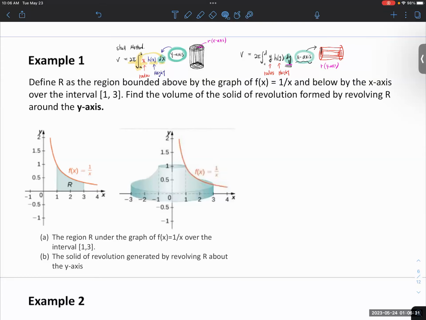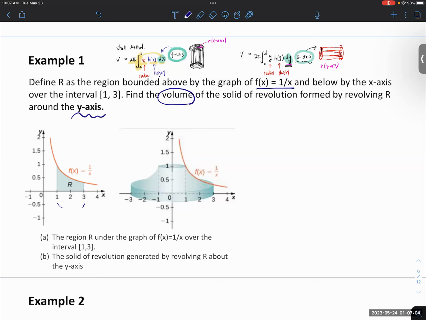So let's read the question. Define R as the region bounded above by the graph of f of x equal to 1 over x. So the function is given, f of x equal to 1 over x, and below by the x-axis over the interval 1 to 3. So the range is given as well, from 1 to 3. Find the volume. Yes, we're going to find the volume of the solid of revolution. You're going to rotate the given function around the y-axis.